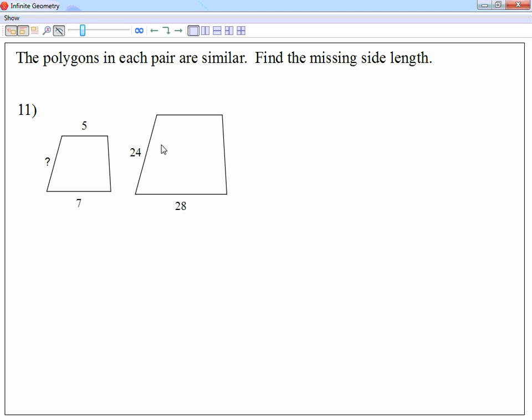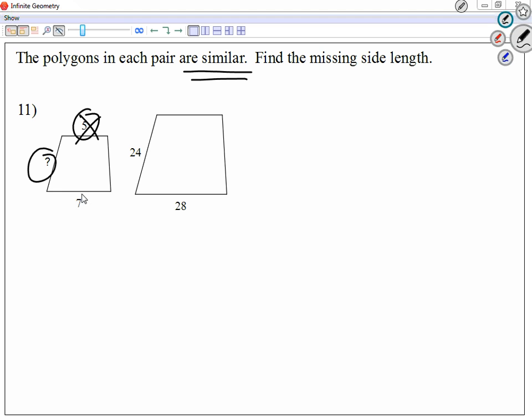Alright, now looking at number 11, the direction says the polygons in each pair are similar. Since we are told they are similar, we know the sides are proportional. I'm not going to get 3 fractions, I really just need 2. Right? I know they are proportional. Find the missing side length. So from one figure, I'm going to use those, not this 5. I'm going to use these 2 numbers. Right? The question mark, I'm going to call it x.